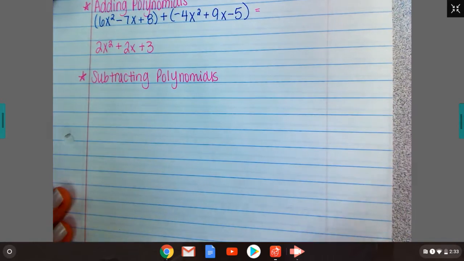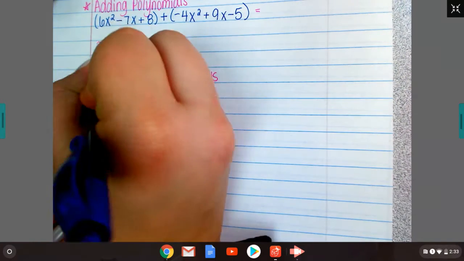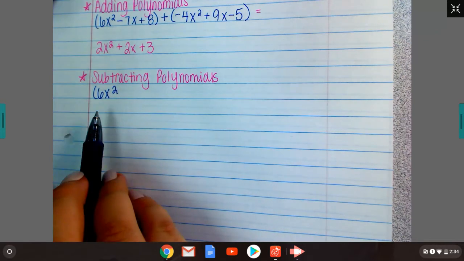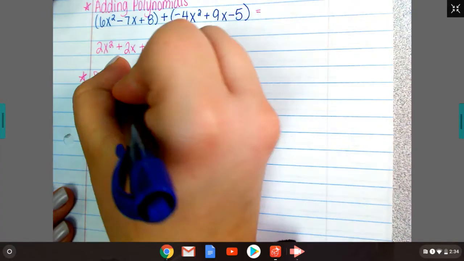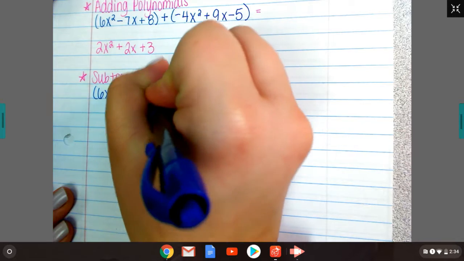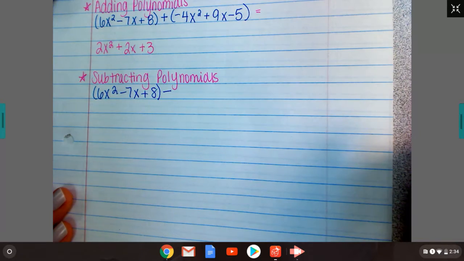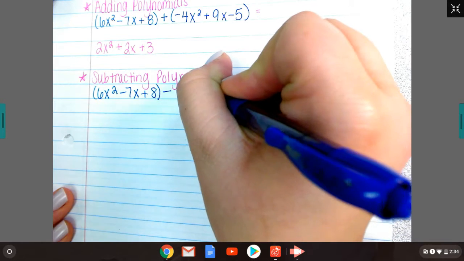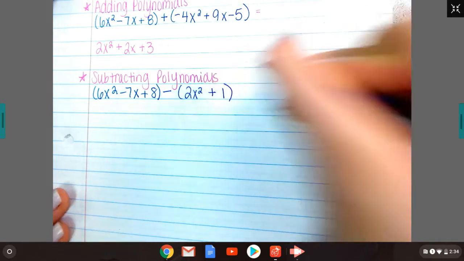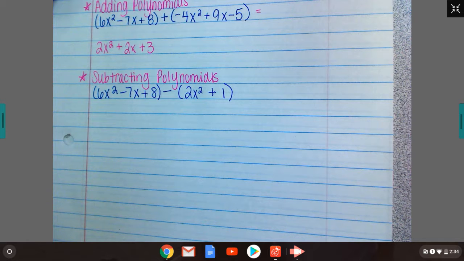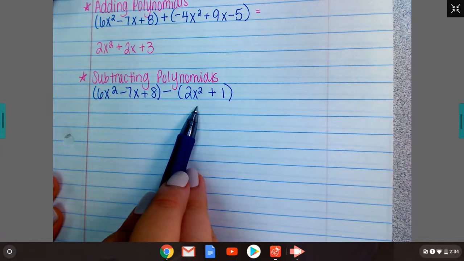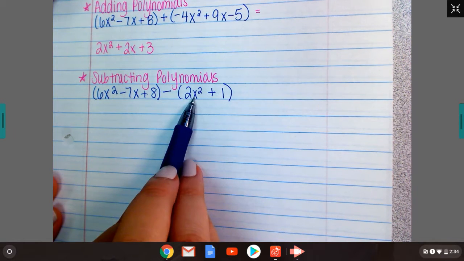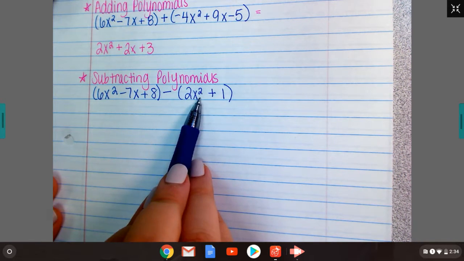All right, let's see. 6x squared. Oops, I just wrote that one. My bad. I'll use the same thing to start. Minus 7x plus 8. And this time, let's subtract something instead. Let's subtract off 2x squared plus 1. So let's see. Notice we have 2 quadratics again because they're degree 2 and degree 2.